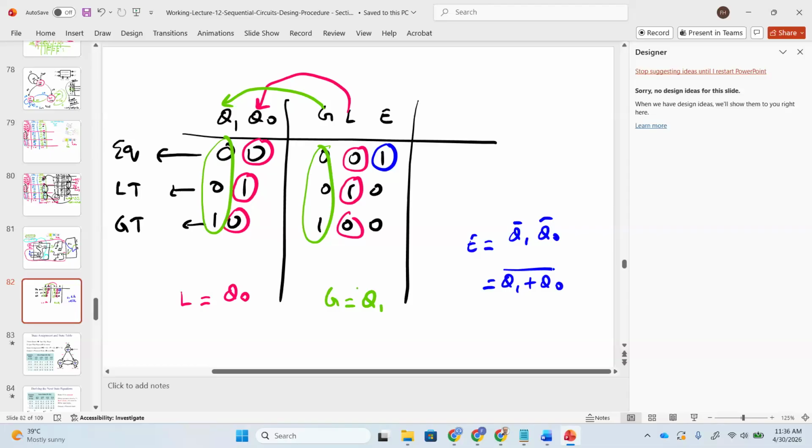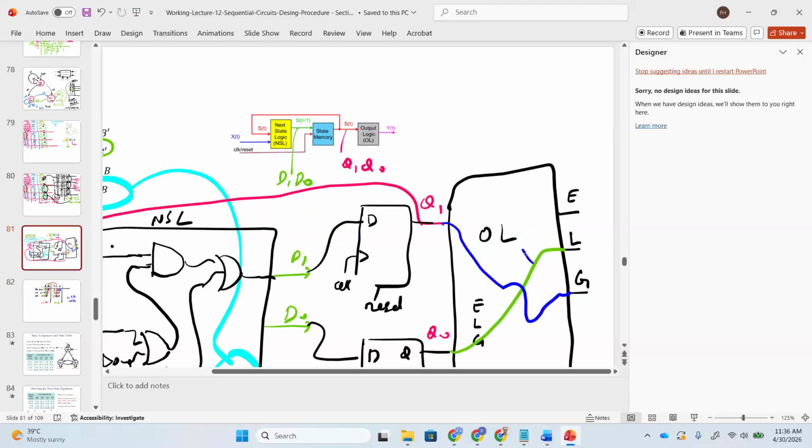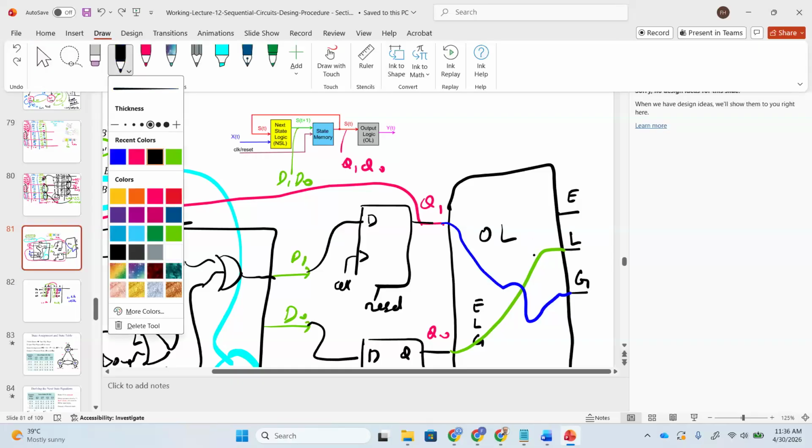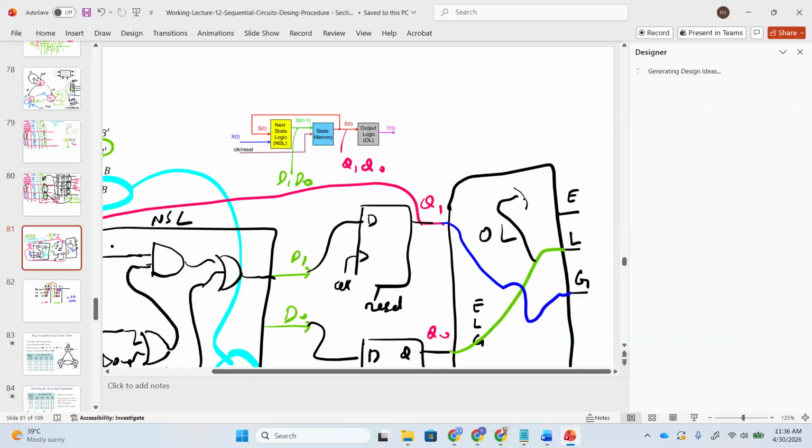Yes or no? Yes. So if you go here, basically what we do, can you see here? Now I can use another color, this black color. So we can say here, and then this goes from here, and this will go from here. Any question? This is now my output logic. Any question?